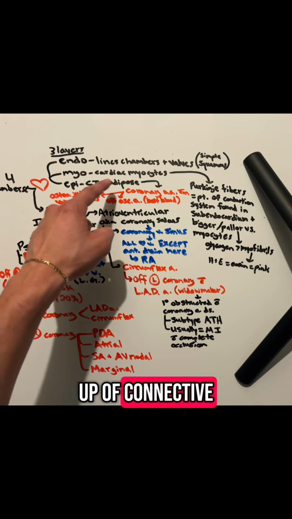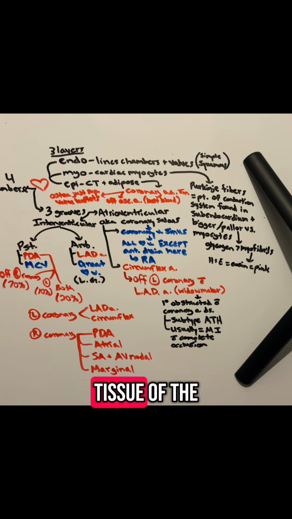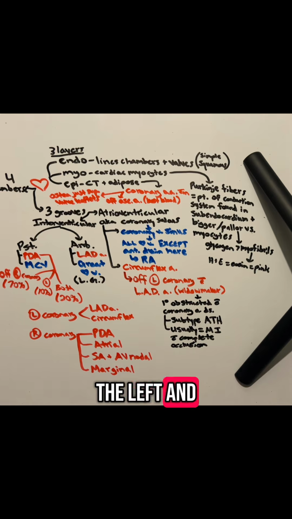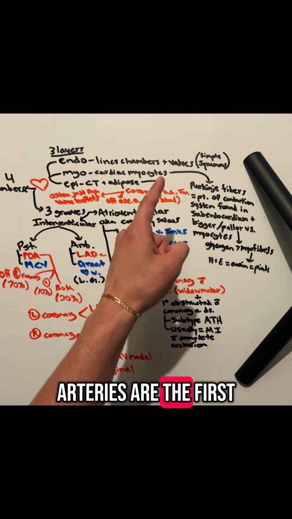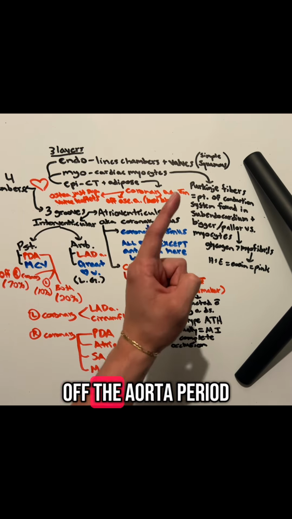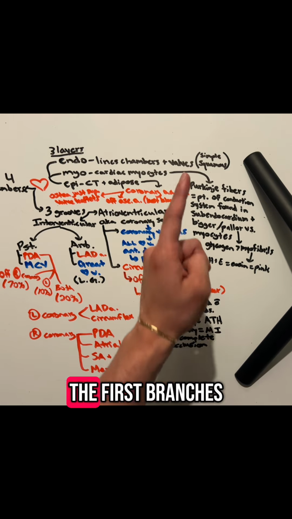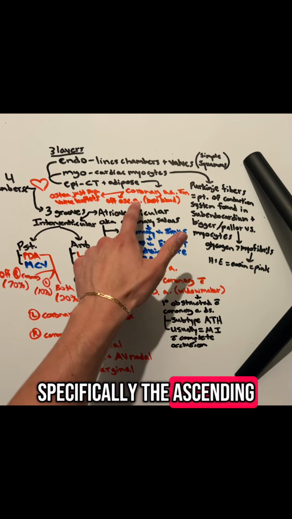and it's made up of connective tissue and adipose tissue. Now, the adipose tissue of the epicardium contains the coronary arteries. The left and right coronary arteries are contained within the epicardium. And the coronary arteries are the very first branches of the aorta, period. Hard stop. The coronary arteries are the first branches off the aorta, specifically the ascending aorta.